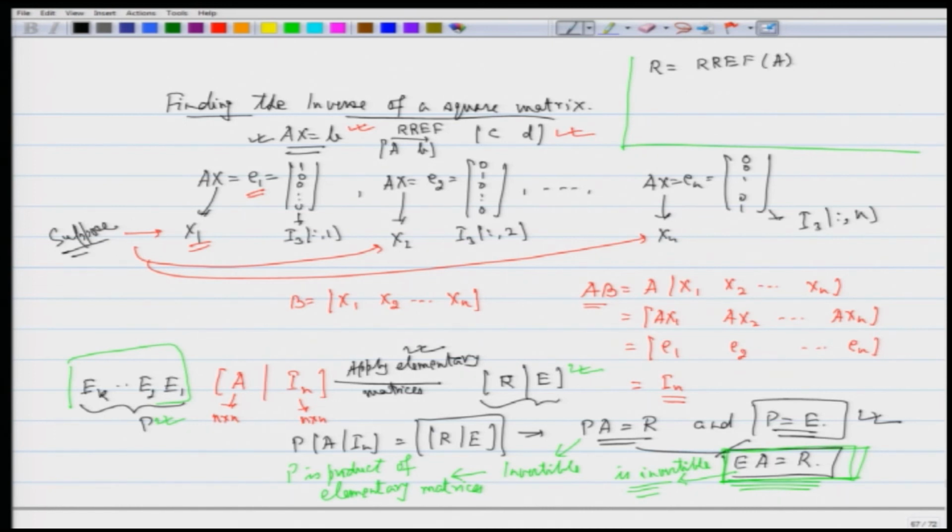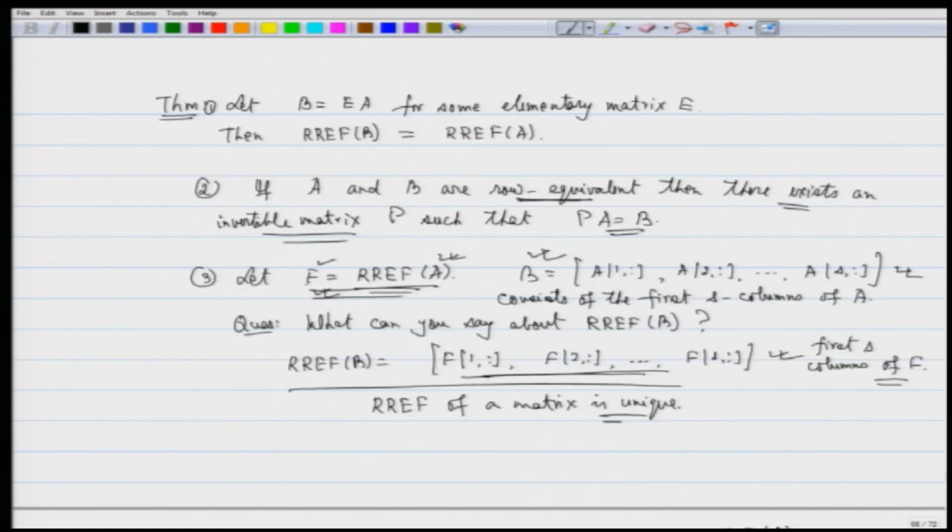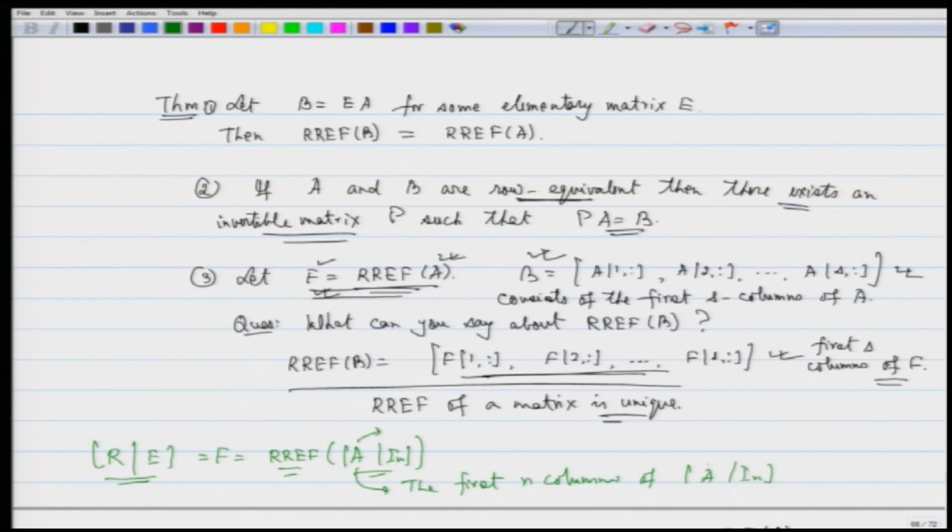So, please go back to the previous one again, let us see, it says that F is the RREF of A. So, for us in this example, F is equal to the RREF of this, fine, which is nothing but R and E. This is what we wrote it as, fine. So, the RREF of A and In was this, and therefore, I am looking at A, the first n columns of this matrix, and therefore, its RREF, all right.